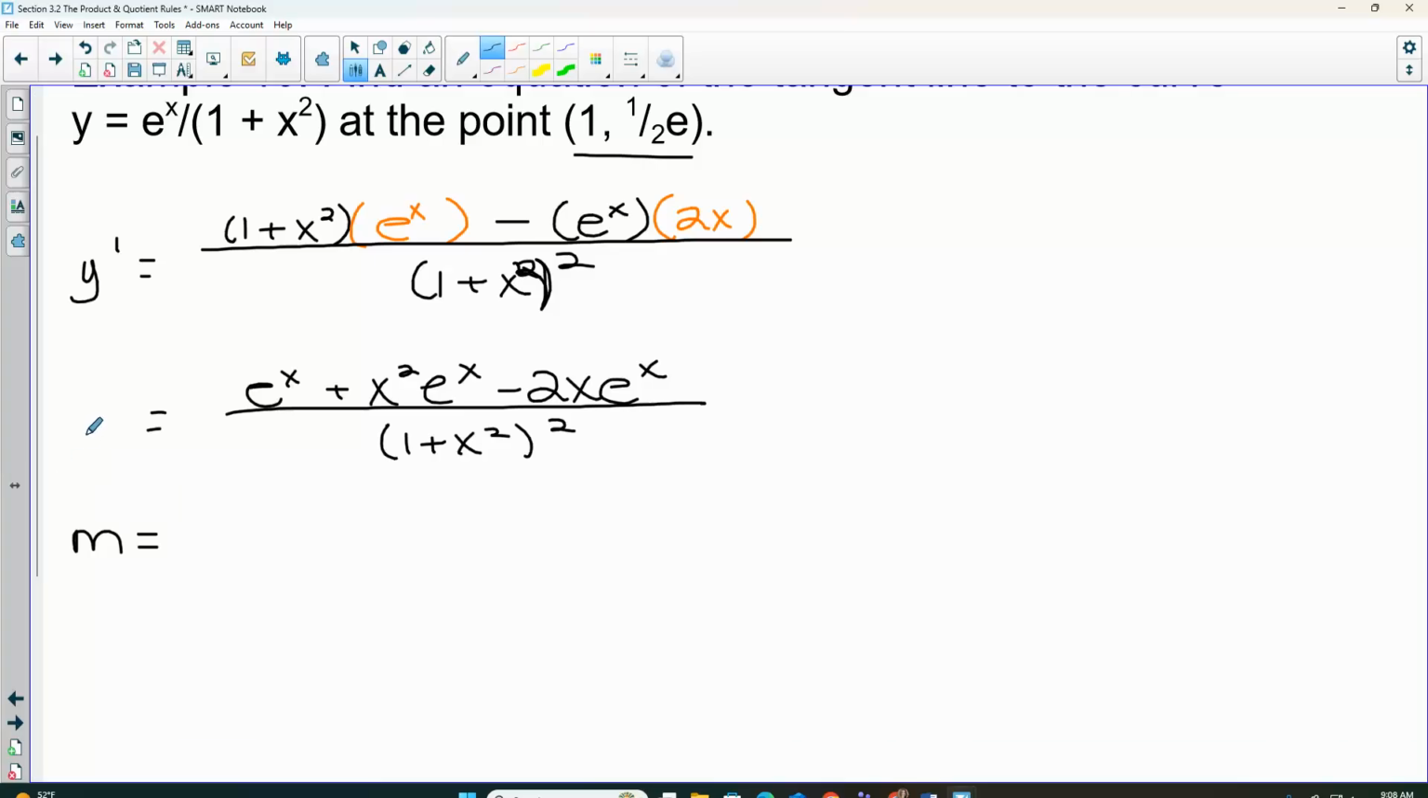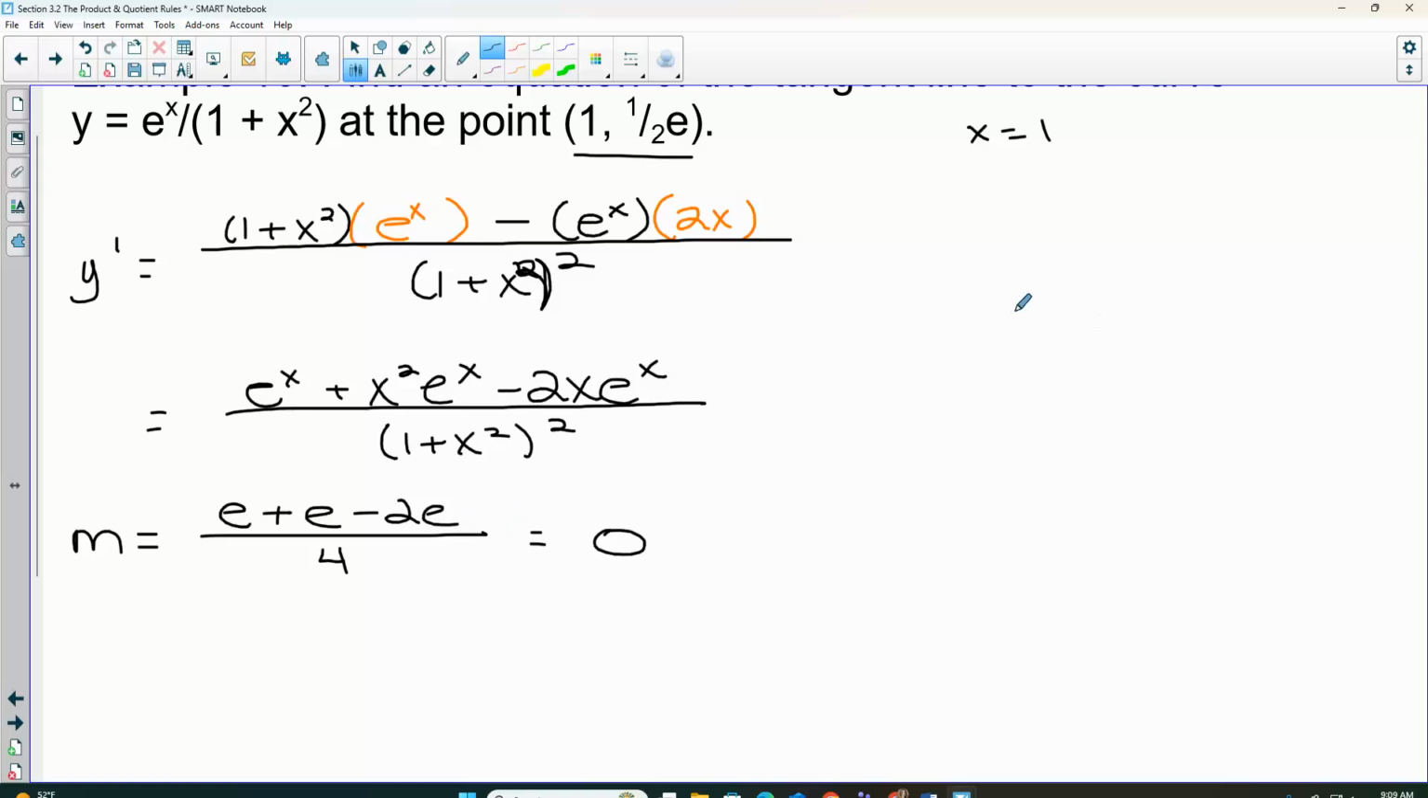Entering your point, your x value. Our x is 1, so if I plug that in, e to the first is just e, plus 1 times e is e, minus 2 times 1 times e is 2e, over 1 plus 1 is 2, squared is 4. What do we get? 0. 2e minus 2e is 0 divided by 4. So now my slope is 0.